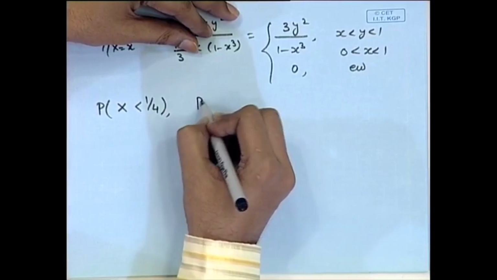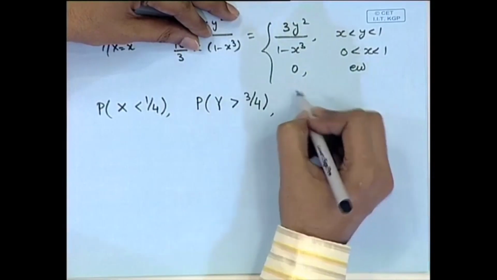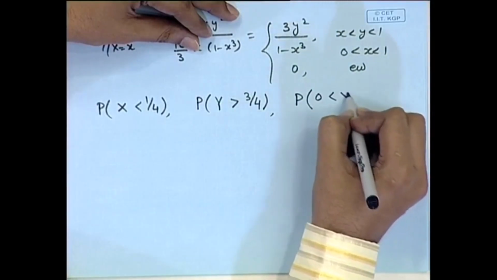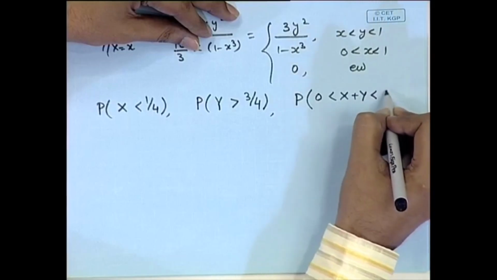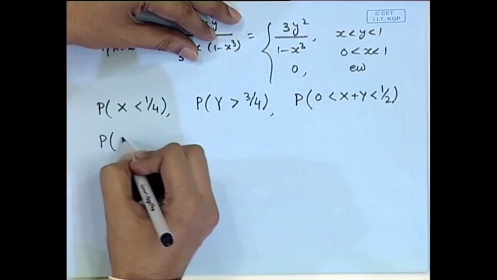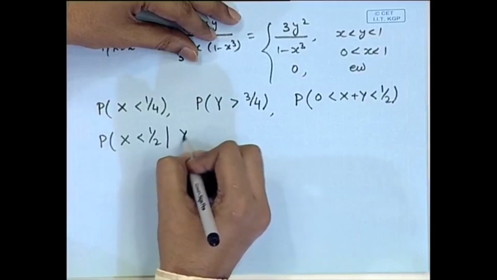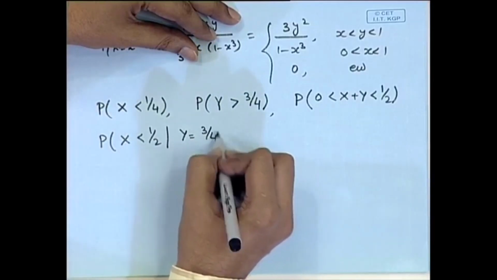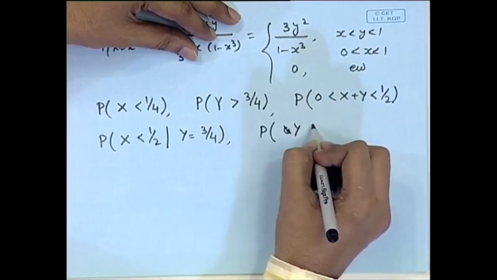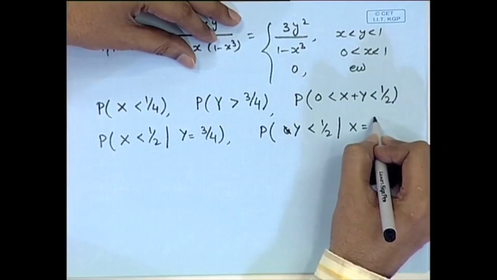What is the probability that, say, y is greater than 3 by 4? What is the probability that, say, x plus y lies between 0 and half? What is the probability that x is less than half given y is equal to 3 by 4? What is the probability that y is less than half given x is equal to, say, 1 by 4?